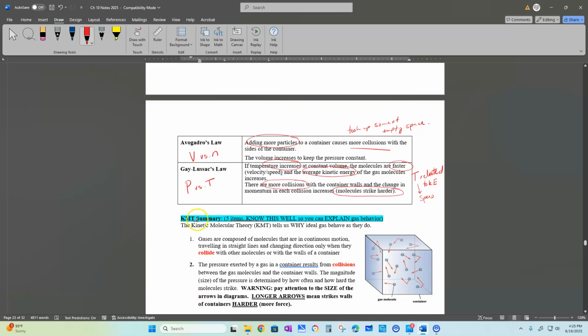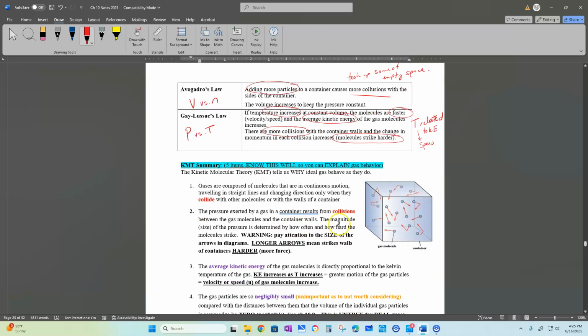With kinetic molecular theory, there's actually 5 items that were discussed why a gas can be considered ideal. So in order for a gas to be ideal, it must meet all 5 criteria. And if it doesn't, then it's what we call a real gas. Okay? So number 1, gases are composed of molecules that are in continuous motion. They travel in straight lines, and they will only change directions if they collide with each other or the walls of the container. Okay, so as you see, like these arrows, this molecule is going to collide down.